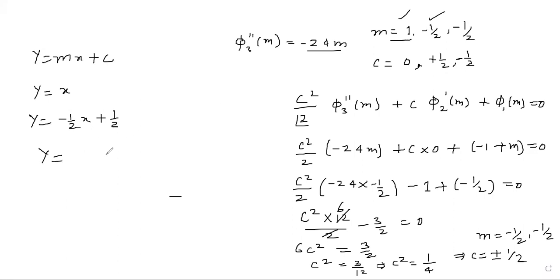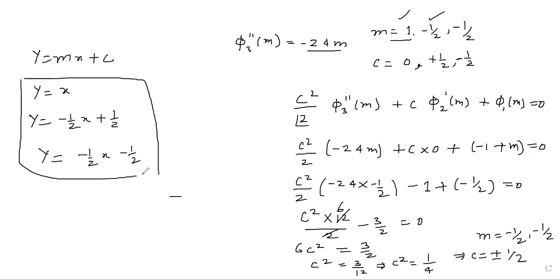And then the third asymptote will be y equal to m is again minus half x and c is minus half. So these three equations represent the three asymptotes of the given curve.